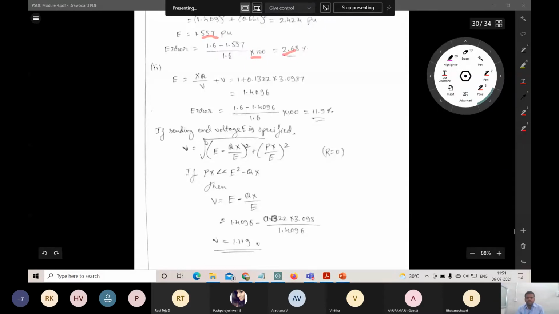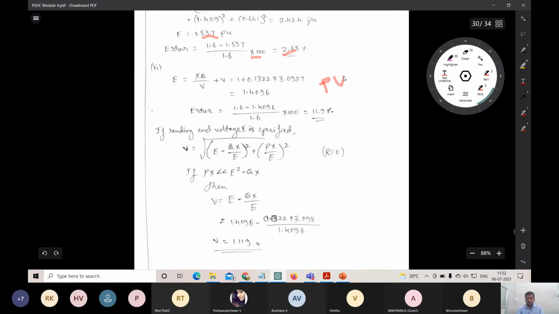If you want to calculate the same thing for the approximate value, consider these two equations. E is equal to x cube by B plus V. So substitute the values: V is 1, x is 0.322, Q is 3.987. These are the values in per unit. Okay, don't take the real values. That's why the unit is not written, or else you can write it as PU. So the error value with the approximate value will be given by 11.9.